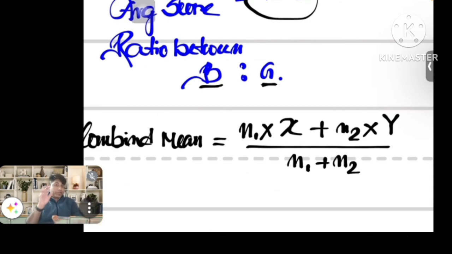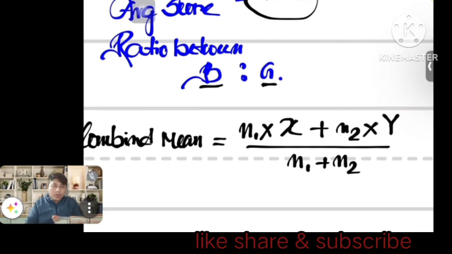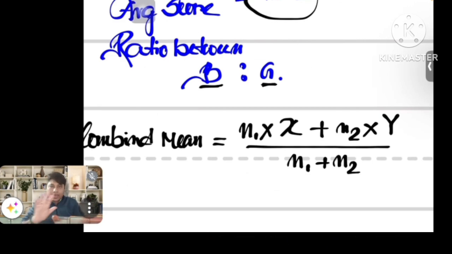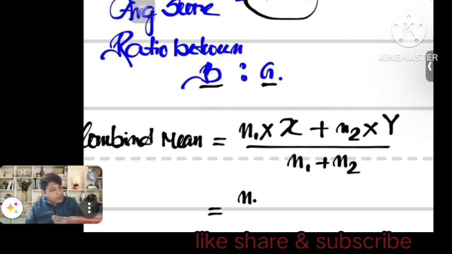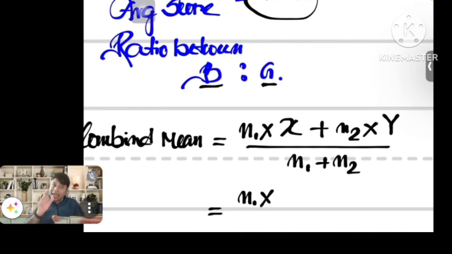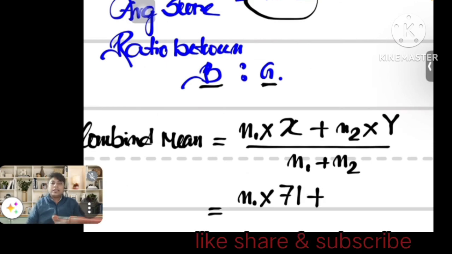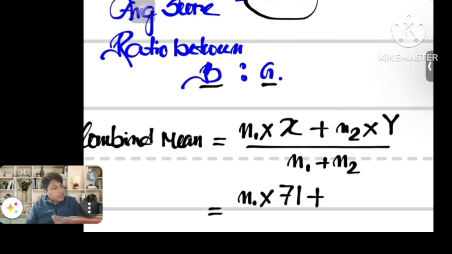Look here very clearly. Okay, look precisely. So N1 is the number of boys. I don't know, the question doesn't give you the value. So let me write N1 into X. Their average marks is given, which is 71, plus I don't even know the number of girls.